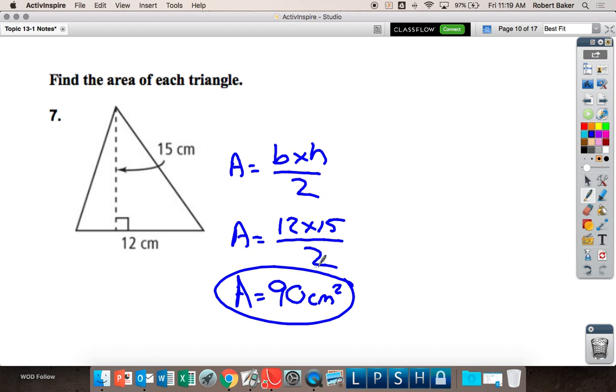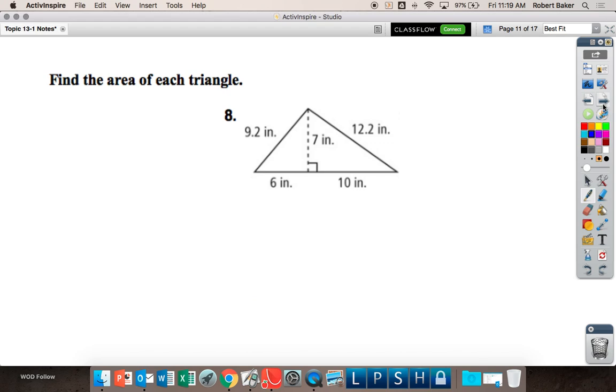Okay, let's get to the next one. So here's your first introduction to a composite figure. A composite figure is composed of two different figures, that's why it's called a composite figure. But is it really a composite figure? No. Just add the things together.